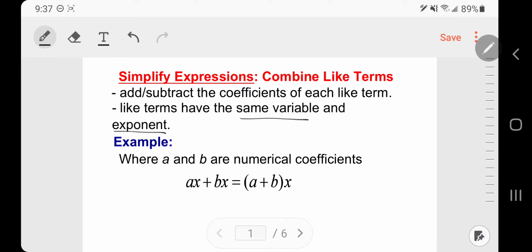Okay, so down here we see a quick example using a and b as our coefficients. Okay, ax plus bx, what I'm doing here is I'm adding just the coefficients, a plus b, and I'm keeping my variable exactly the same. That's not changing. All right, let's take a look at a couple of numerical examples.